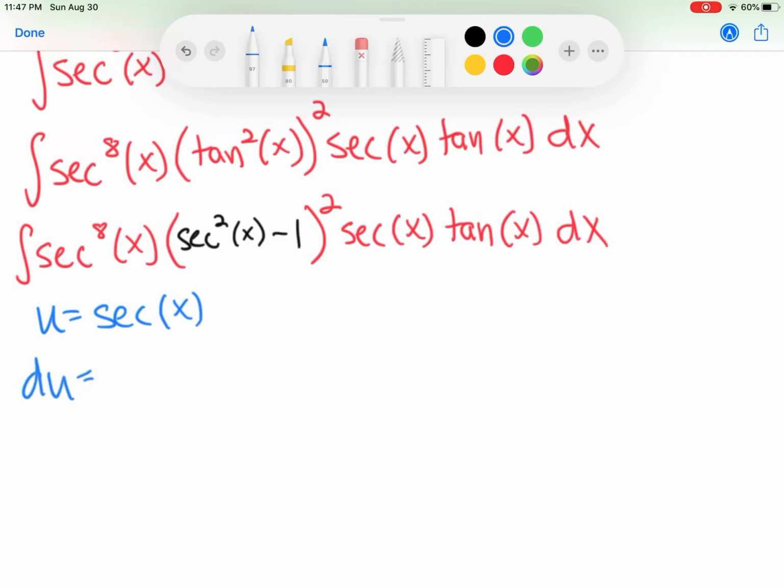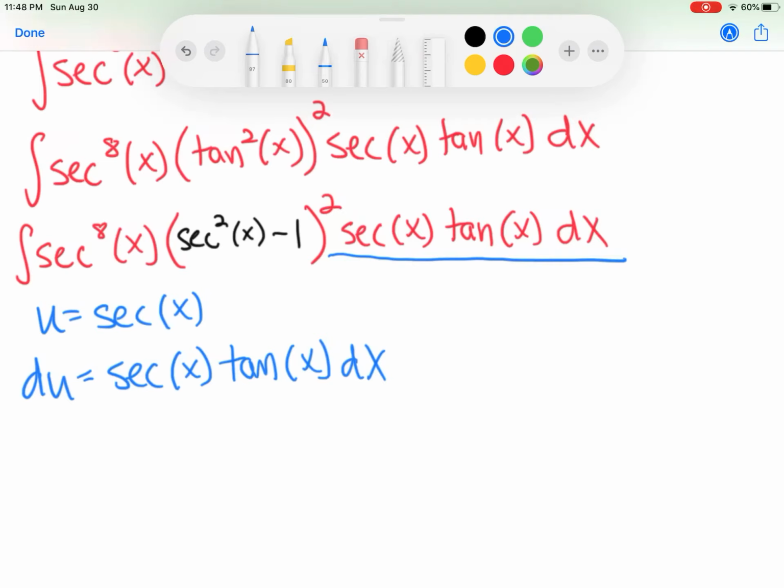What is du? All right, du is going to be what? Secant x tangent x. Oh man, that's pretty sweet. Why is that sweet? Because that's right here in my original integral. That looks nice. Okay, let's do our u-sub.